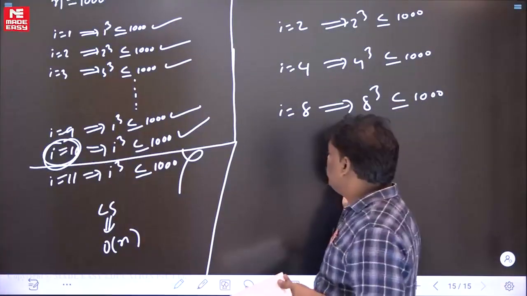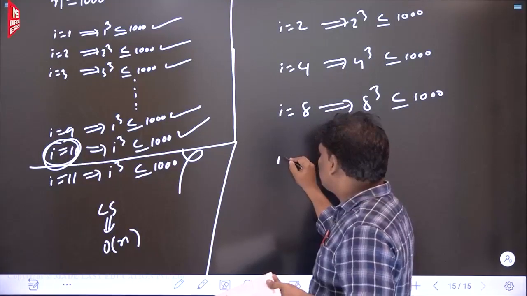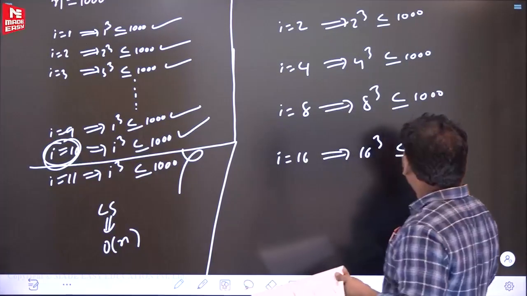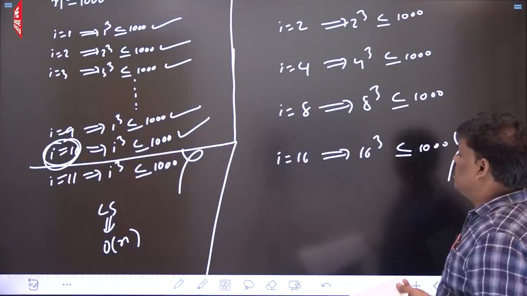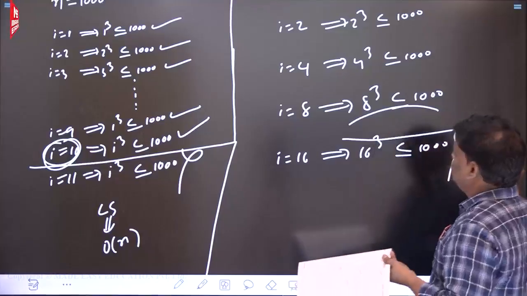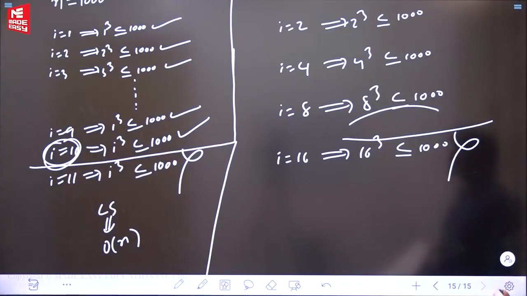Continue further. Instead of doing plus 1, do into 2. What is the answer? I is equal to 16, right? 16 cube is less than or equal to 1000, right? Fail. Indication that this is pass, this is fail, means in between you have to check. Okay, can you say what are the in between?